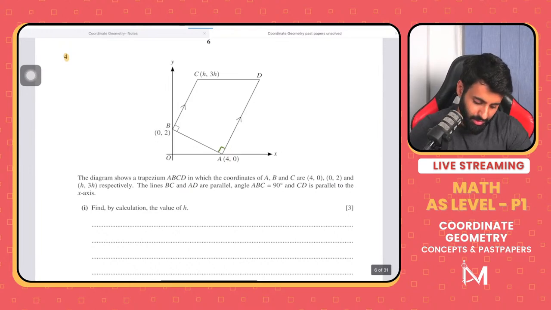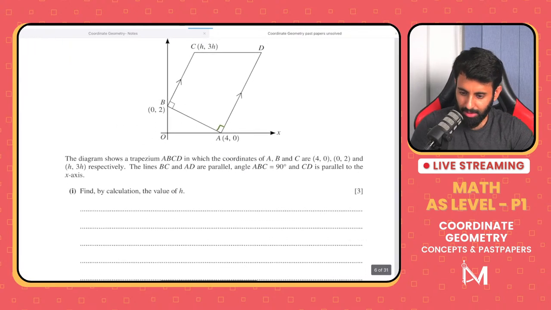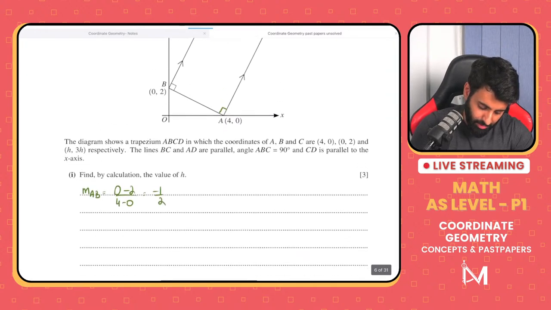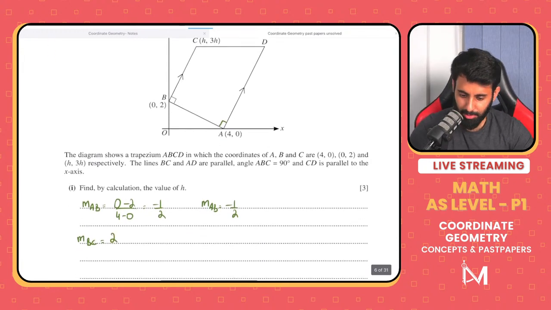Because the lines AB and BC are perpendicular, if I can find out the gradient of one line, I can find out the gradient of the other as well. So let's find out the gradient of line AB. Okay, so 0 minus 2 over 4 minus 0, which means minus 1 upon 2. So the gradient of line AB is equal to minus 1 upon 2. And because the line BC is perpendicular to line AB, the gradient of line BC is going to be equal to 2.